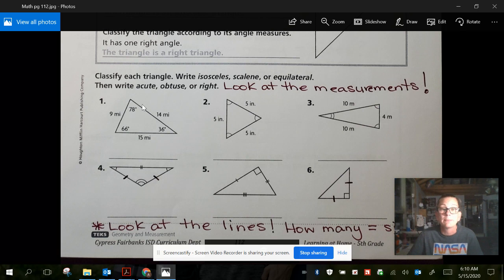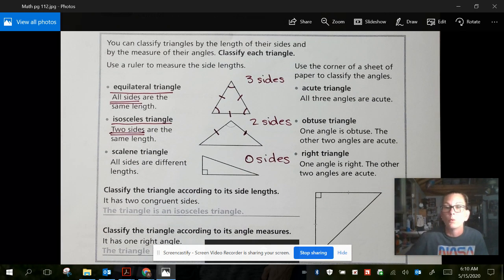Now, the second one is by angles. It's asking you to do both. Okay, so let's look at the angles. Do we have any right angles? Doesn't look like it. Right angle is 90 degrees. You know that from fourth grade. Okay, do we have anything greater than 90 degrees? 66, 78, and 36. Nope. So it's not an obtuse triangle. All these angles are less than 90 degrees. So if we go back up here, what do we call a triangle that has all three angles less than 90 degrees? An acute triangle.